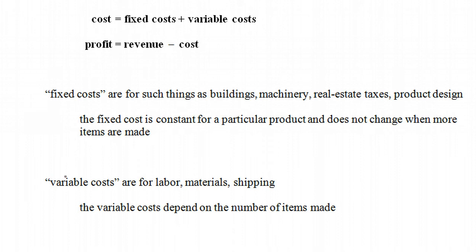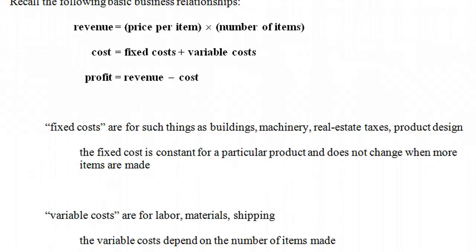Variable costs are for things like labor, materials, and shipping. The variable costs depend on the number of items made. So for example, if you're this company that makes candy bars, the more candy bars you make, the more it's going to cost you for the materials, basically the chocolate or whatever's in the candy bar, and also for things like shipping and the number of people that you need to make them. So your variable costs go up the more items you produce.